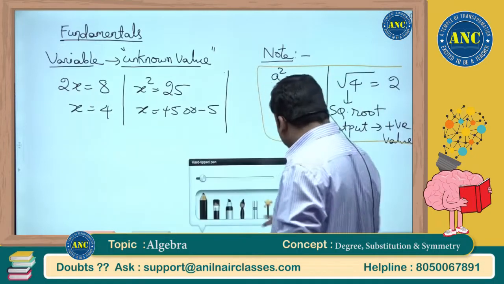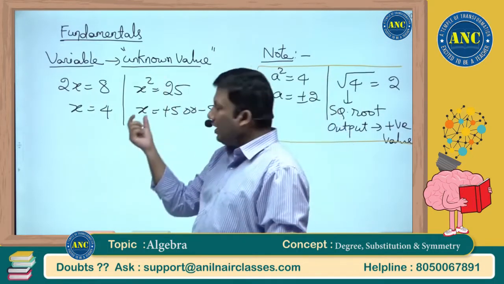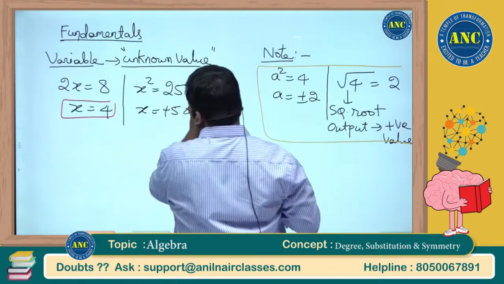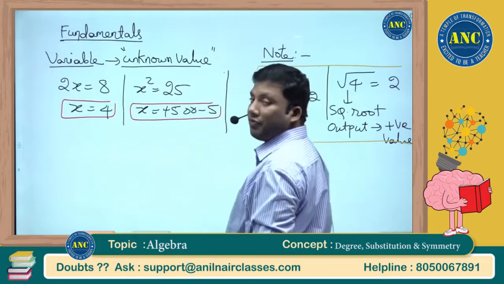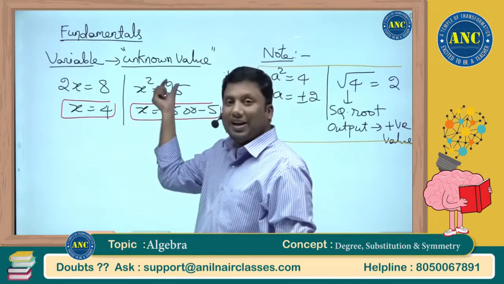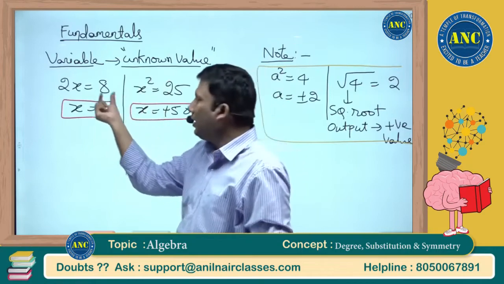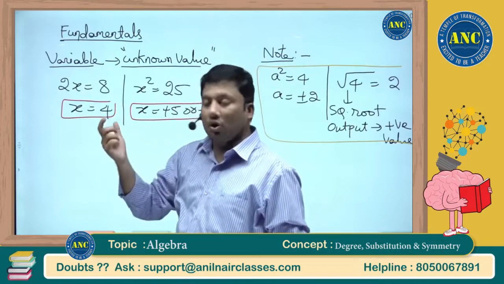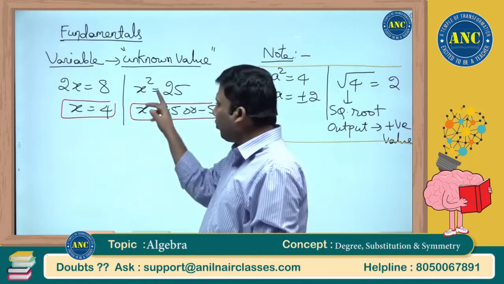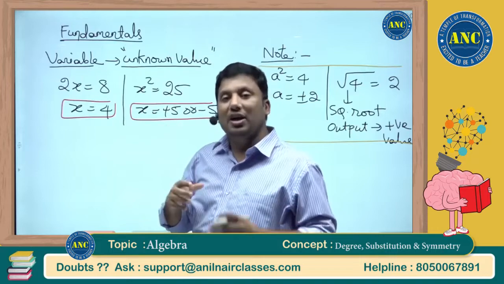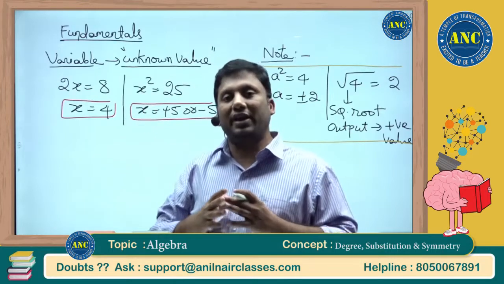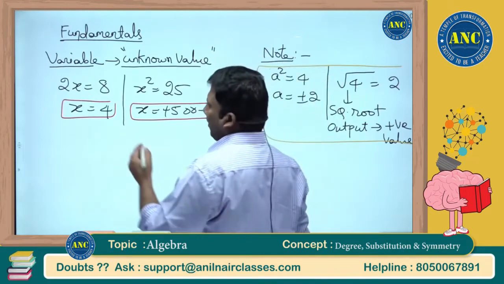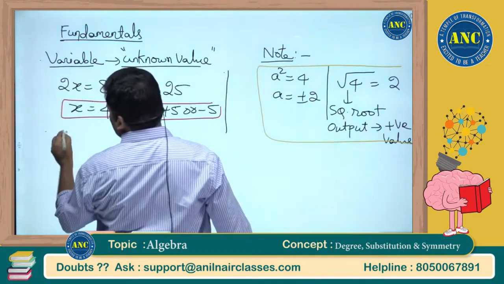Now, if you observe carefully here, 2x equivalent to 8, so we got x equivalent to 4. Here we got x equivalent to plus 5 or minus 5. So which varies? The unknown value we are determining. 2 multiplied by which number will I get 8? That number we don't know. We are finding it out. X is 4. X square equivalent to 25. Which value of x will satisfy this equation? X will satisfy plus 5 or minus 5. This is variable.